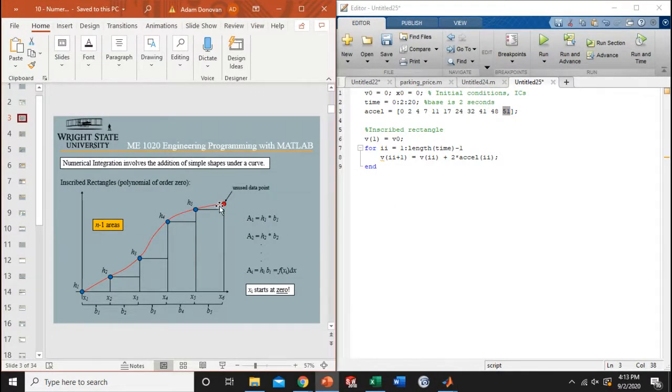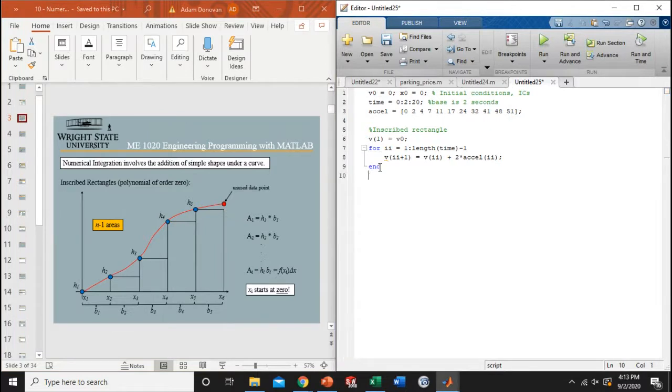I didn't use the last data point. And now I can do the same thing for x, which is going to be position. So I'm going to do x of 1 is going to be equal to x naught, so the initial position. And you have to be given an initial condition whenever you're doing integration problems. You have to be given one.